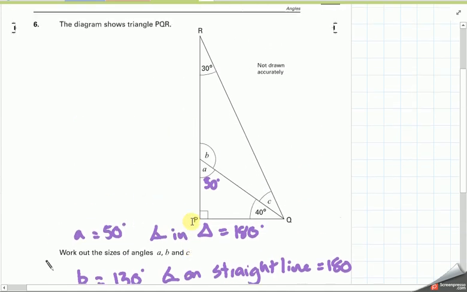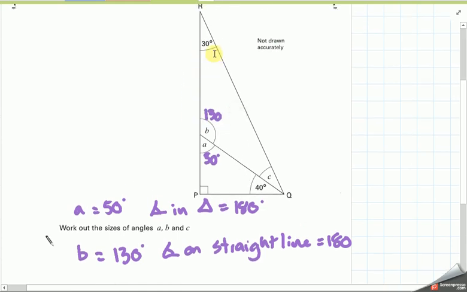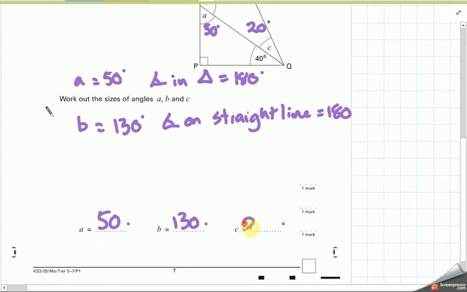So we're now left with C at the top, which is 30. 130 plus my 30 is 160. So this is 20 degrees again. So those two make 160. Angles in a triangle again. C, angles in a triangle.